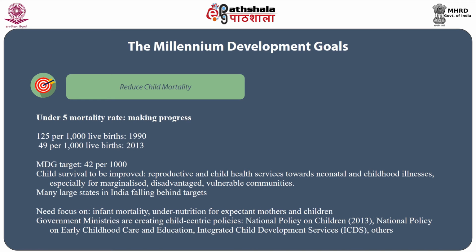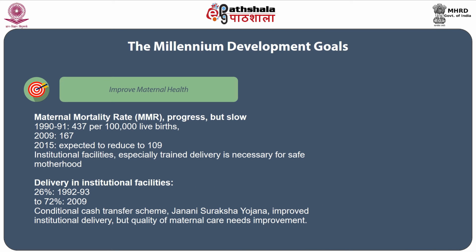Government and various ministries are creating child-centric policies. The National Policy for Children in 2013, the National Policy on Early Childhood Care and Education, the Integrated Child Development Services, ICDS, as well as other initiatives are to be emphasized here. Under Goal 5, maternal mortality, the MMR progress is very slow relative to other indicators. For instance, in 1990-91, the MMR was 437 per 1 lakh live births, which has come down to 167 in 2009 and was expected to reduce to 109 in 2015.